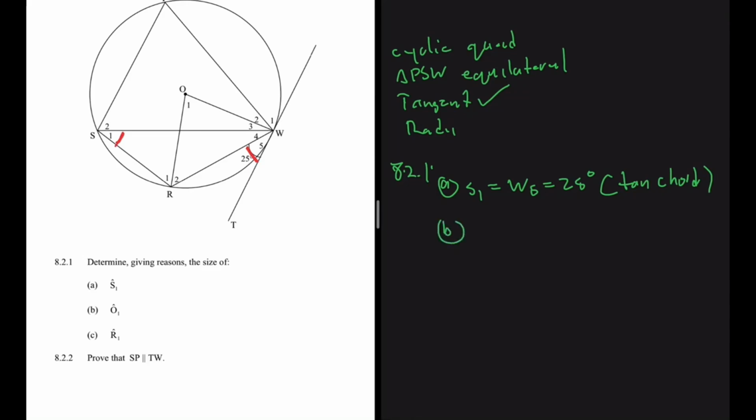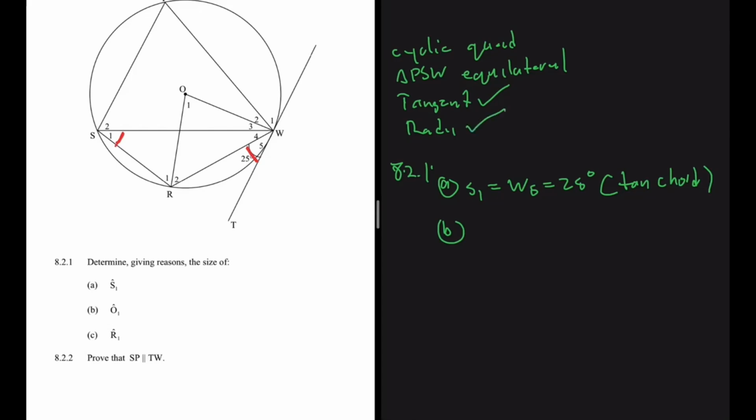And then let's move to B. B says let's find O1. Again, we're not thinking about anything else other than the 4 keywords we have. Cyclic quad, there's no immediate connection between O1 and the cyclic quad. Angle PSW, O1 is not an angle in PSW, right? So it cannot help us with anything. And then tangent, O1 is at the center of a circle. There's no immediate way that is connected to a tangent, right? Because usually when we're talking about tangent, we're talking about the tan chord theorem. And now the only option we're left with is radii, right?